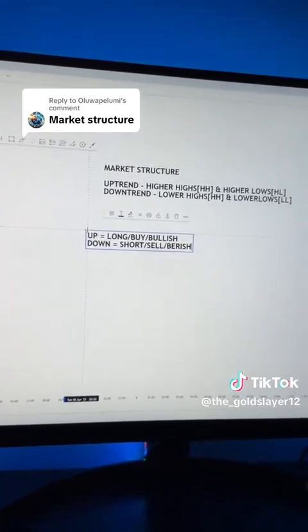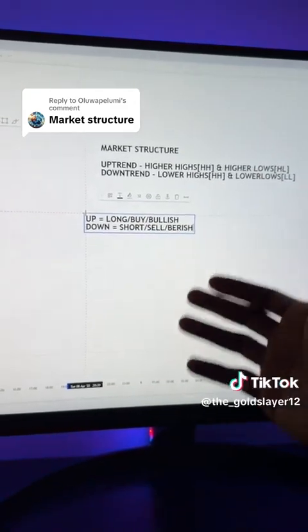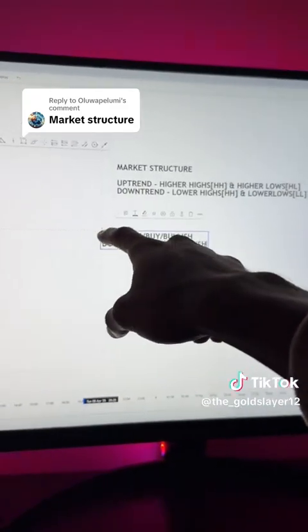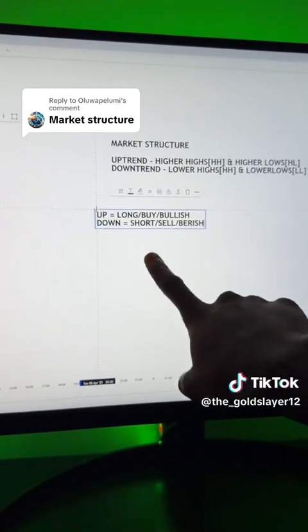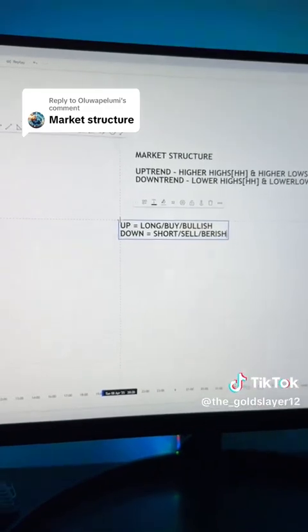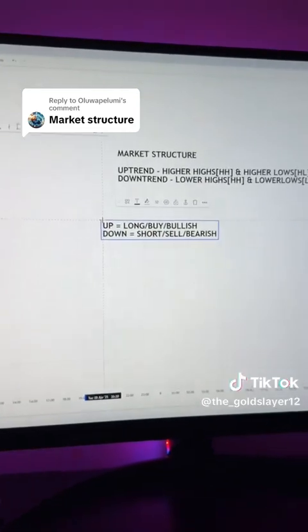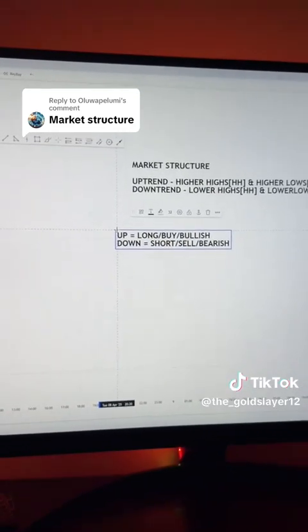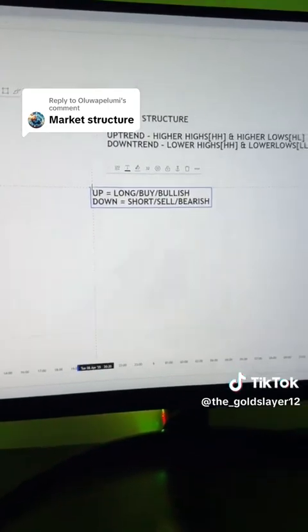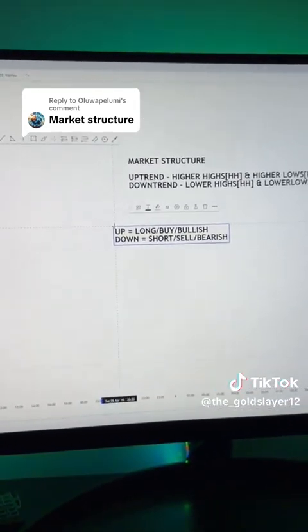So when someone tells you they are long in the market, they are buying the market, or they want to be bullish, it means they are determining that the market is going to go up. When they say they are shorting the market, selling the market, or saying the market is going to be bearish, they want to determine that the market is going to be in a downtrend, going down. Do you understand? That's basically what the market structure is.